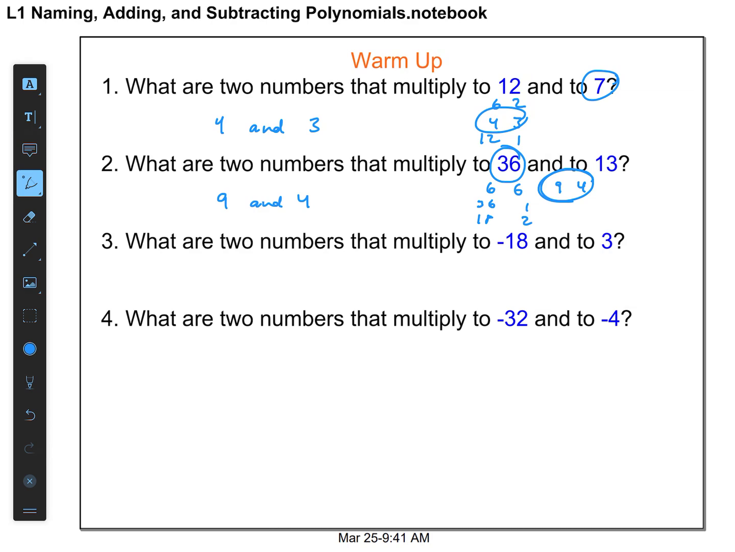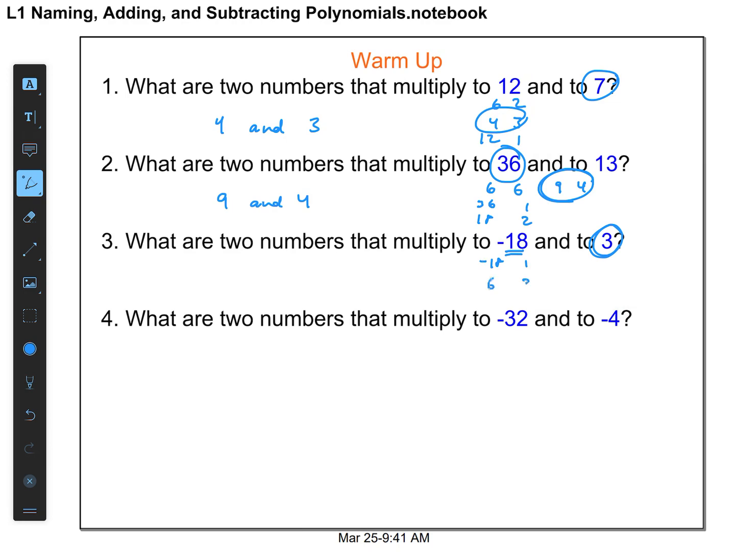Now we have a negative number. So if you want 2 numbers to multiply to be something negative, then one of them has to be negative. So let's just think of 18 first. Numbers that multiply to 18 that might get me close to 3 could be, let's say, 18 and 1. That doesn't work, let's make one of them negative. That's not going to work because that gives me negative 17.